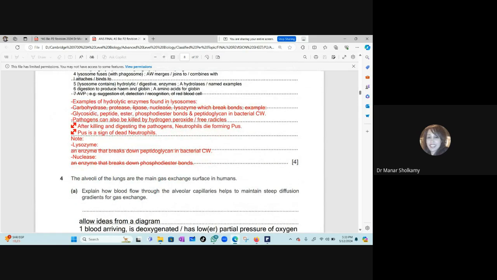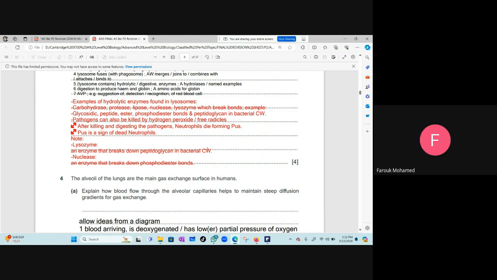Examples of hydrolytic enzymes found in lysosomes: carbohydrase, protease, lipase, nuclease, and lysozyme. Nuclease and lysozyme are the two enzymes that usually confuse students. The nuclease is an enzyme that breaks down the phosphodiester bonds. And the lysozyme breaks down the peptidoglycan in bacterial cell walls.